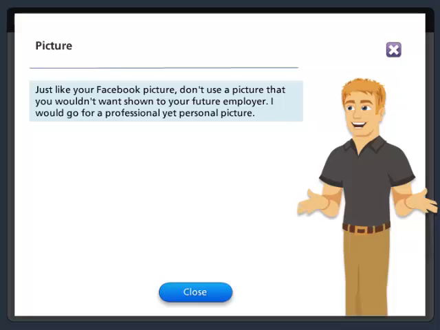Picture. Just like your Facebook picture, don't use a picture that you wouldn't want shown to your future employer. I would go for a professional yet personal picture.